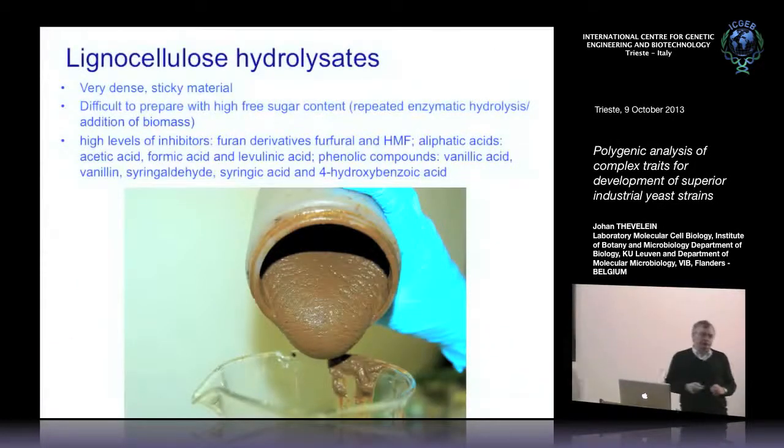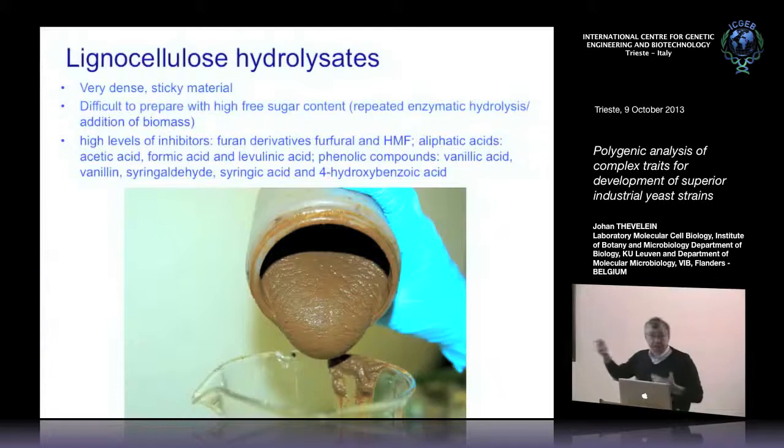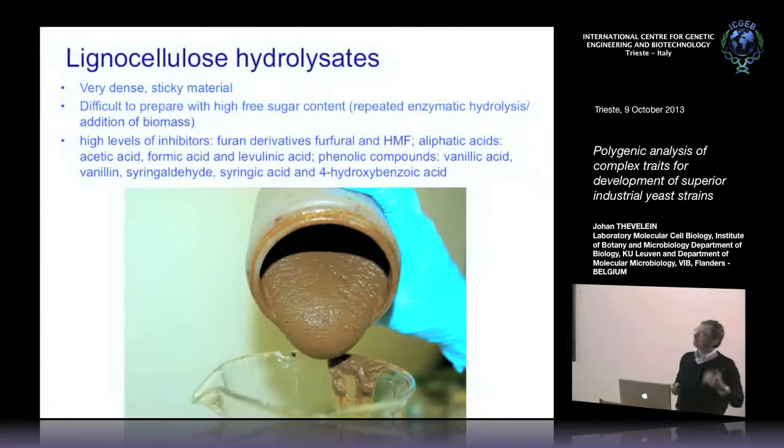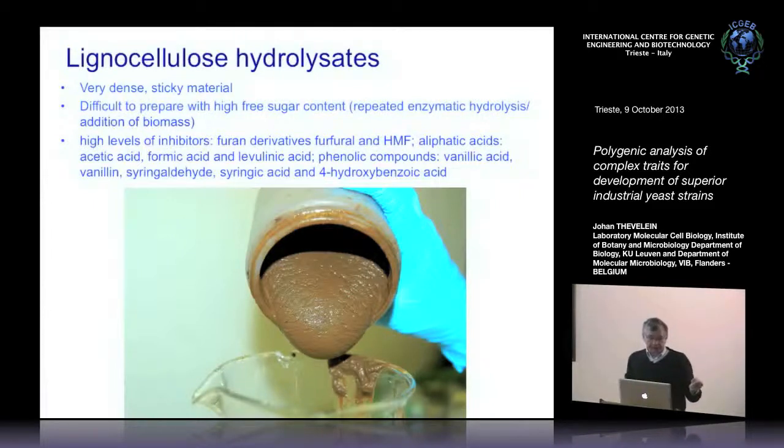This is a lignocellulose hydrolysate of spruce. You see, it looks terrible. If you would be a yeast and you have to choose between this and grape juice, you would also prefer to ferment grape juice, I think. It's very dense, very sticky material. It's difficult to prepare with high enough sugar content, and it has lots of inhibitors in this material, inhibitors derived from the lignocellulosic material or generated by the hydrolysis and the pretreatment procedures.